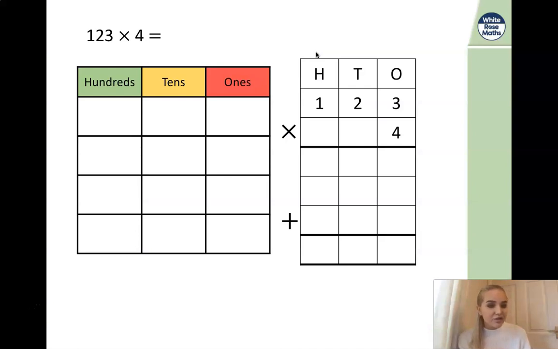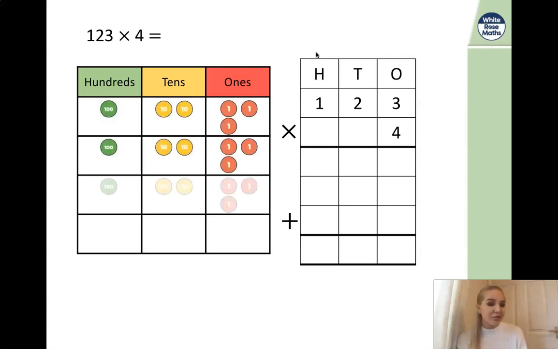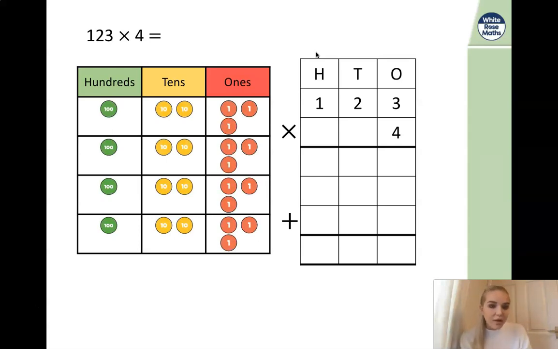Okay, so now we're going to introduce the expanded written multiplication method for working out a 3-digit number multiplied by a 1-digit number. So I have the sum 123 multiplied by 4. In my place value chart, how many 100 place value counters am I going to have? 1. Well done. How many tens place value counters? 2. Good job. So that means I'd have 3 ones, and I'm going to do that 4 times because I've got 4 rows, because I'm multiplying by 4.